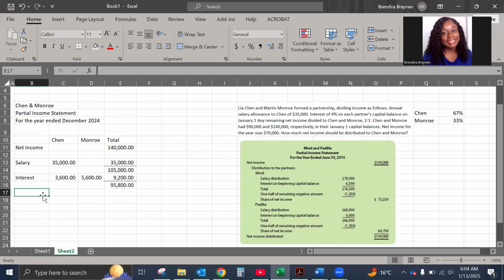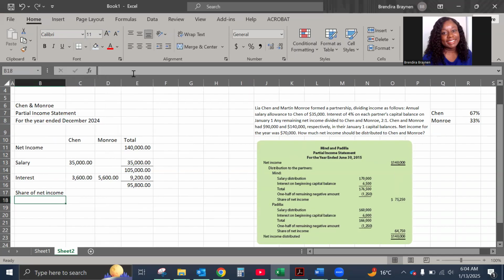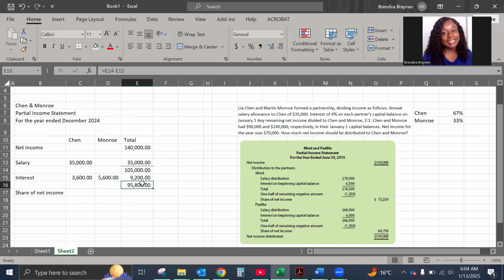I'm going to call it share of net income. If it was a net loss, it would have said share of net loss, but it's net income, so no worries. Share of net income, we have 95,800. No matter what, we need to share out the full 95,800. Like they said, any remaining net income is divided: Chen gets 2, Monroe gets 1, 2 to 1.